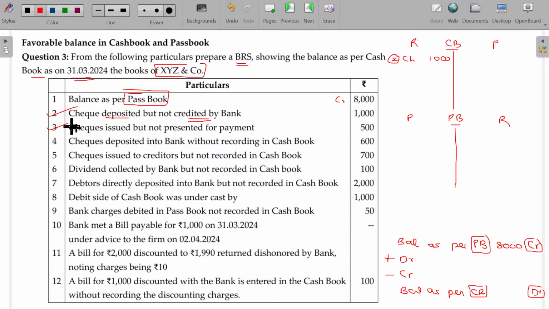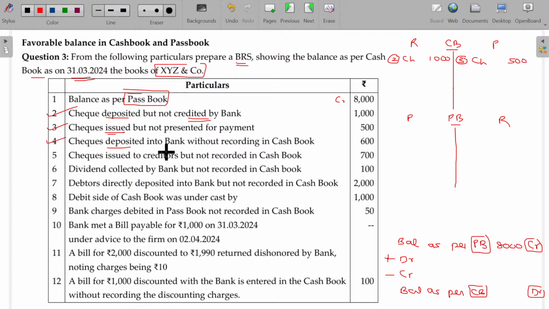Third one, come on, guess. Check issued but not presented for payment. I issued the check, means I paid, but it is not shown in the passbook. Clear? Come on, tell me.